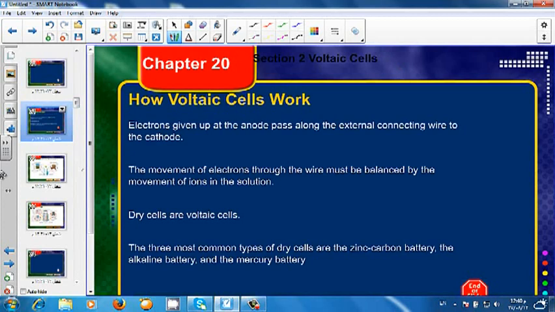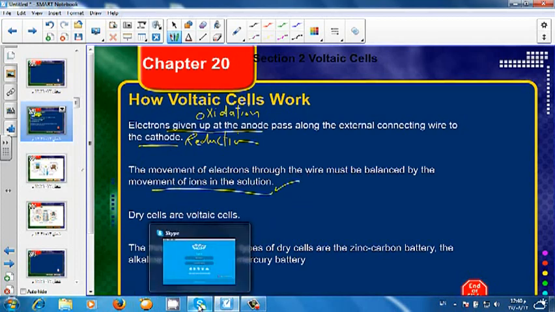In the Voltaic cell, electrons are given up at the anode, so oxidation takes place. They pass along the external connecting wire to the cathode. So the cathode is the part through which reduction takes place, as we said. The movement of electrons through the wire must be balanced by the movement of ions, as we said before in the electrochemical cell. We're done with this part.